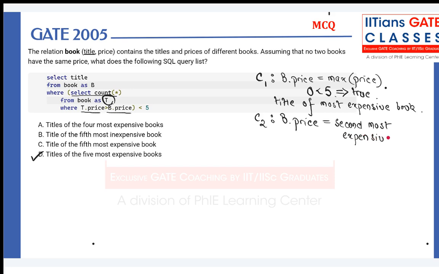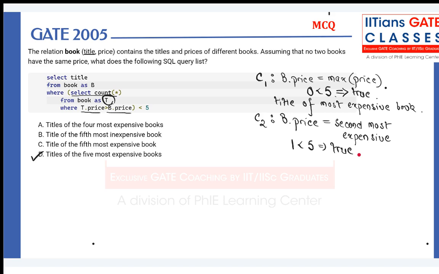Let's say the prices are unique. Every price of a book is unique. So given one price, there is no more than one tuple. Let's assume that. So can you tell me how many rows will be returned by the inner query? One, right? Because there will be only one book which has more than the price of the second most expensive book, which is the most expensive book. So is 1 less than 5? Obviously, yes. So this query returns the title of the second most expensive book.